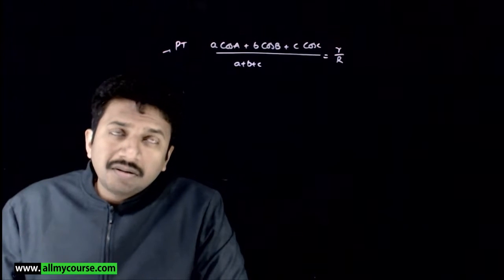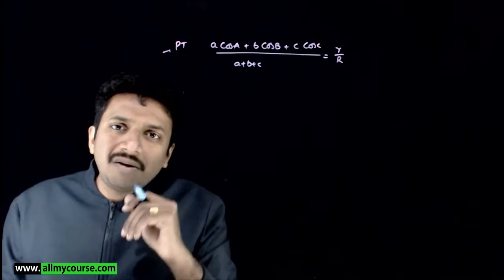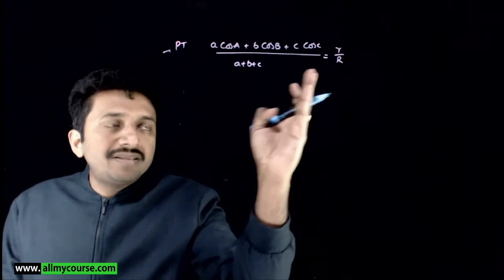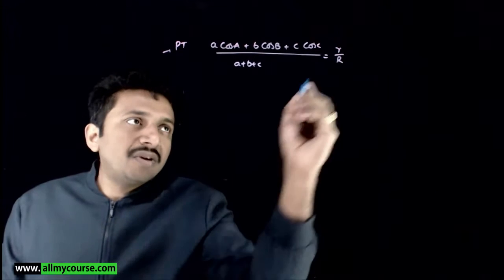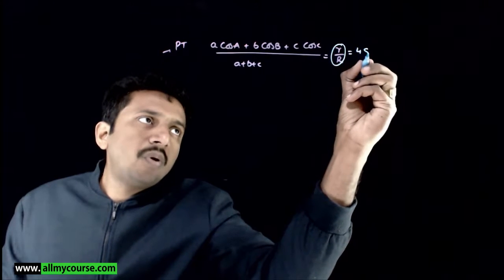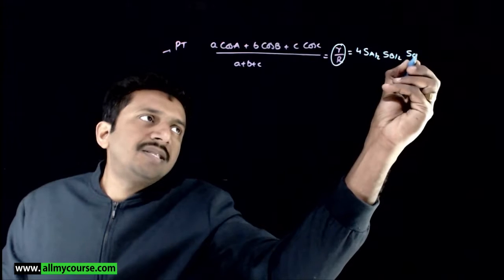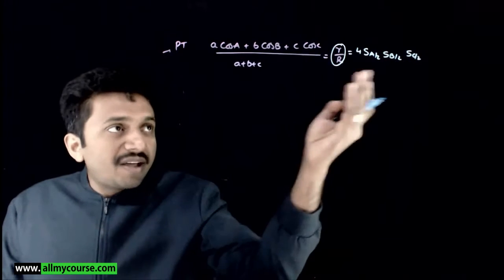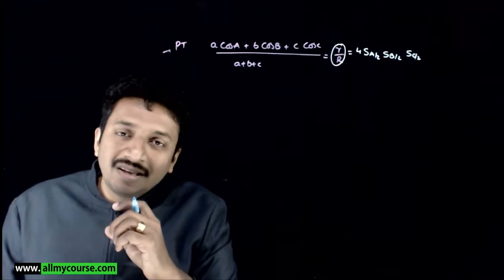So in this question, you're asked to prove that (a cos A plus b cos B plus c cos C) by (a plus b plus c) is small r by capital R. As we have seen in the previous question, small r by capital R is nothing but 4 sine A by 2 sine B by 2 sine C by 2. So if I can prove that the LHS is also the same expression, then my statement is proved.